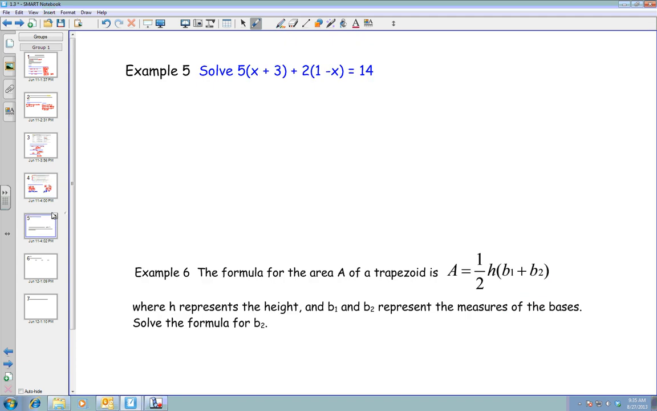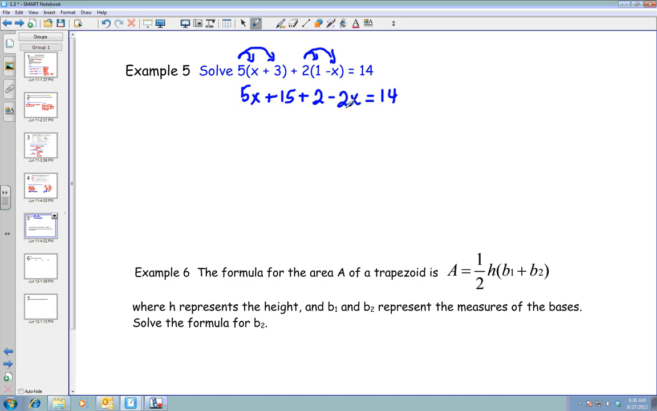Okay, example 5. We're going to solve. Okay, this time they've put some parentheses in here, so we're going to have to use the distributive property. So I'm going to say 5 times x, 5x, plus 5 times 3, 15. Now I'm going to do the same thing with my 2. 2 times 1, 2. Remember, this is negative x. So 2 times negative x is minus 2x equals 14.